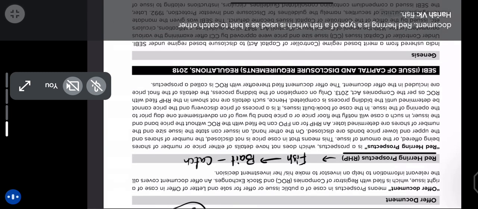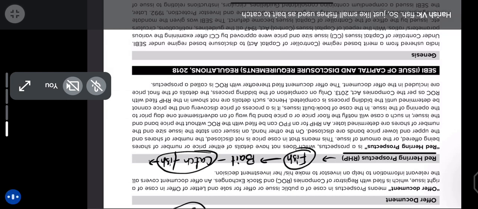Now, just like the Companies Act, here also we have a red herring prospectus or red herring offer document. Red herring is a type of fish which is used as a bait to catch other fish. So just like a small fish is used as bait to catch big fish, red herring fishes are typically used to catch other fishes.